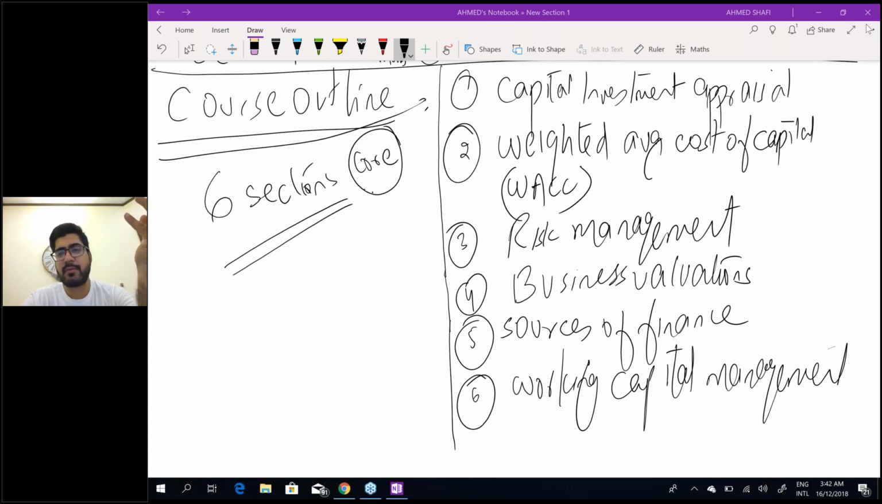Okay, what happens in capital investment appraisal? You are provided with an investment opportunity in a project, in a question, and then you are asked to evaluate, you are asked to assess whether you think the investment opportunity is feasible for you or not.